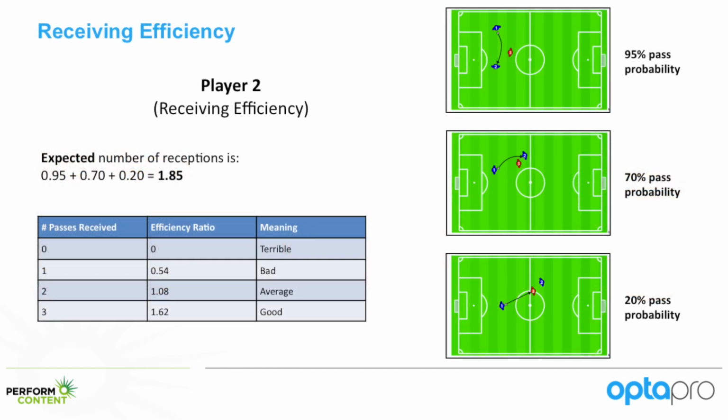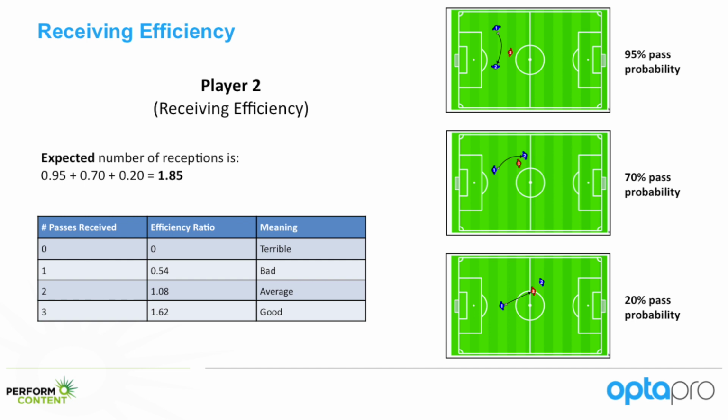So we look at 3 examples here. The top example is a very high likelihood pass, so it's likely that that receiver should be able to receive it, with a 95% pass probability. The second one is a little bit less likely. There's a defender who's kind of in the way there, so that's a 70% pass probability. And the last one is a poorly kicked pass going straight to a defender, so he's only got a 20% probability of receiving that pass. We sum those up, 0.95, 0.7, 0.2, and get 1.8. So that's the expected number of receptions that that player should have.